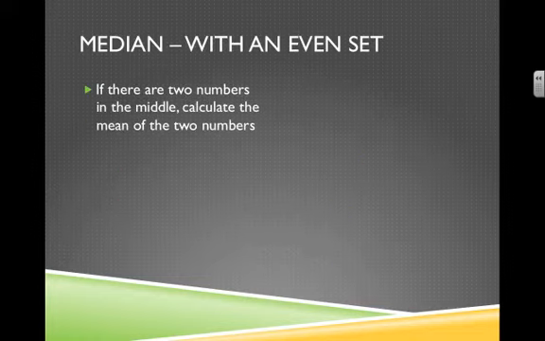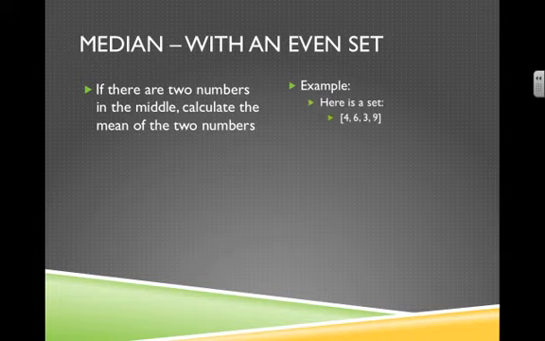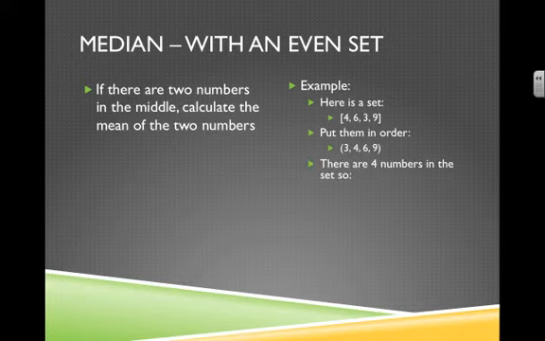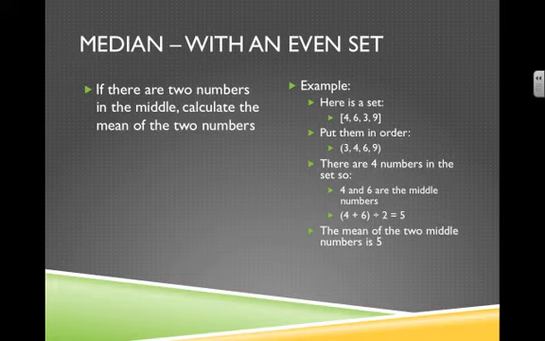If I have an even set, I need to take the 2 middle numbers and calculate the mean of those 2 numbers. So for example, here is a set of 4 numbers. I'm going to put them in numerical order, and I've determined that the middle 2 numbers are 4 and 6. What I need to do is calculate the mean. So I add 4 plus 6 together, and I divide by how many numbers I've added together, which is 2, and that gives me 5. So the mean of the 2 middle numbers is 5, so the median is therefore 5.